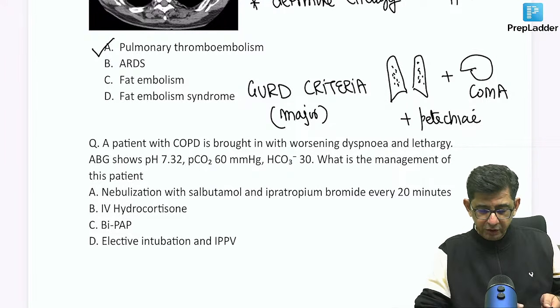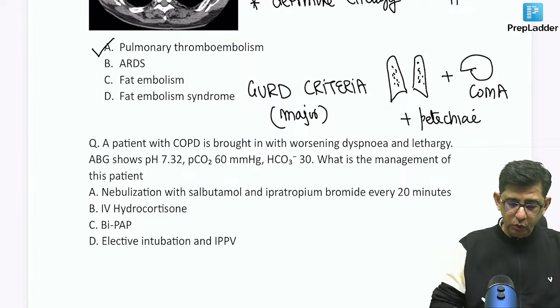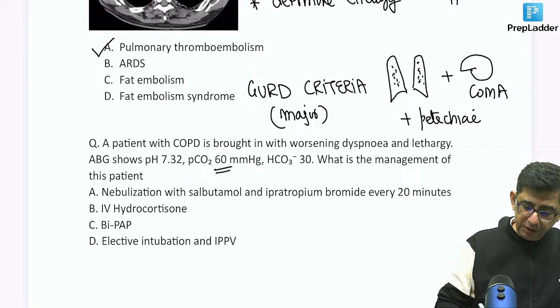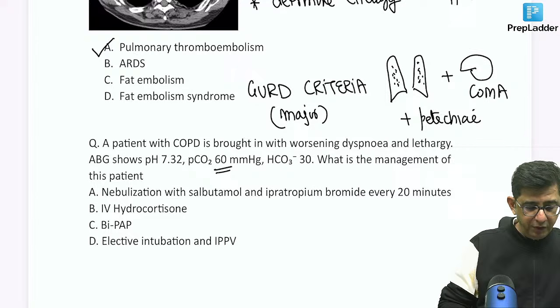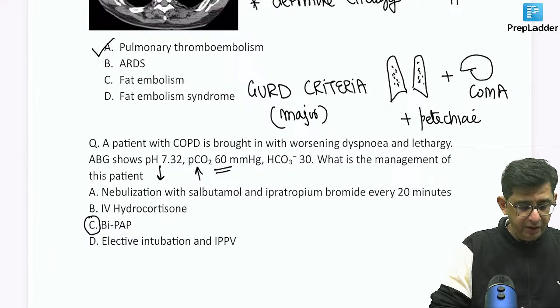Next is a patient with COPD. He's brought in with these crazy values of PCO2 of 60, and the question is what will be best done for management of this patient. So we'll go ahead with NIV, that is non-invasive ventilation. The patient is having respiratory acidosis. The pH is low and PCO2 is elevated.